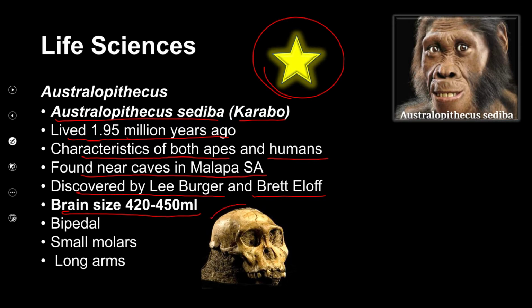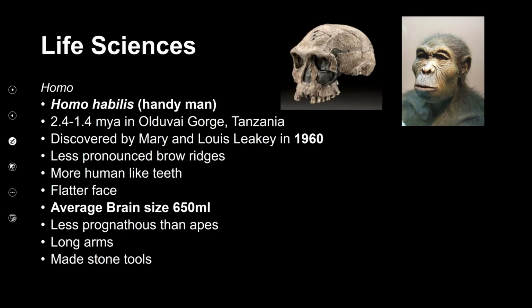So you can see that, again, there's not very much of a forehead there. They were also bipedal. They had small molars and long arms. So there you can see some of the characteristics that are human, and yet the brain size is smaller, which is a characteristic more of other primates.